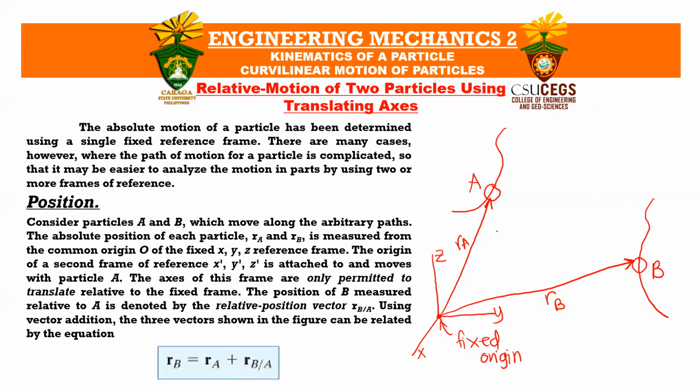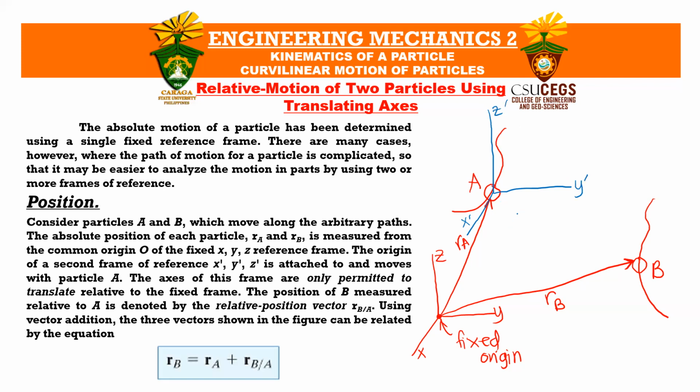So these are the absolute positions of each particle, measured from the common origin O, or the fixed origin. The origin of a second frame of reference, x prime, y prime, z prime, is attached to and moves with particle A. So we will have another reference frame attached to particle A. I changed the color so that the reference frame x prime, y prime, and z prime can be seen clearly.